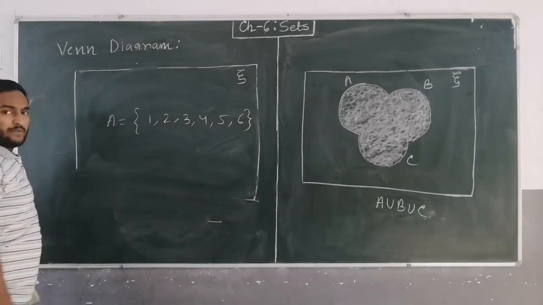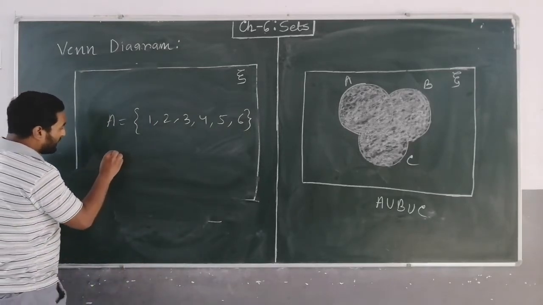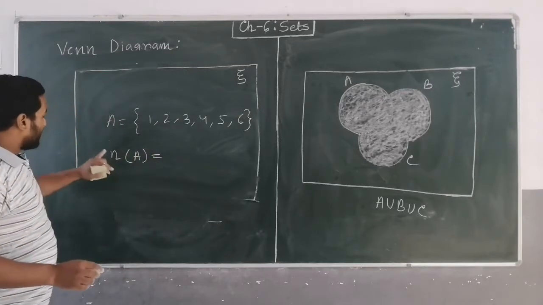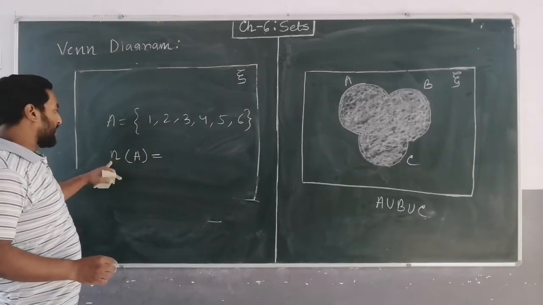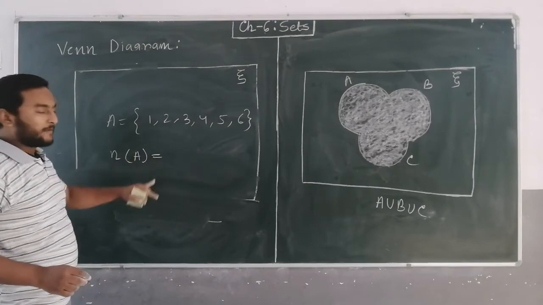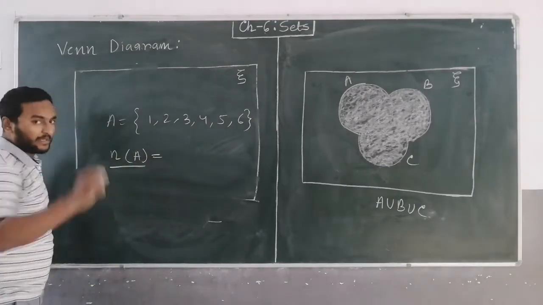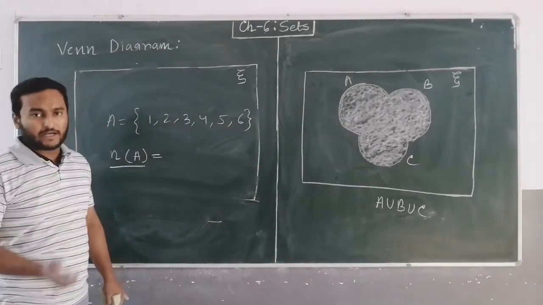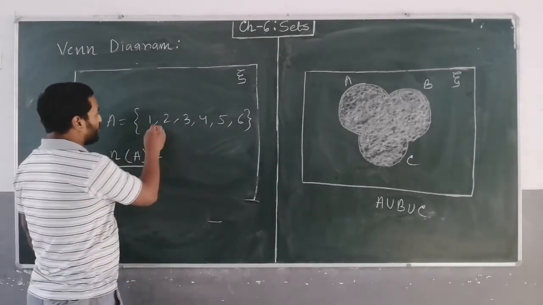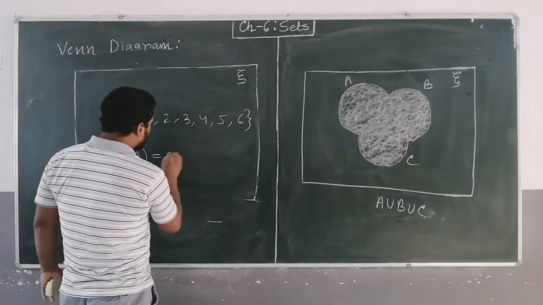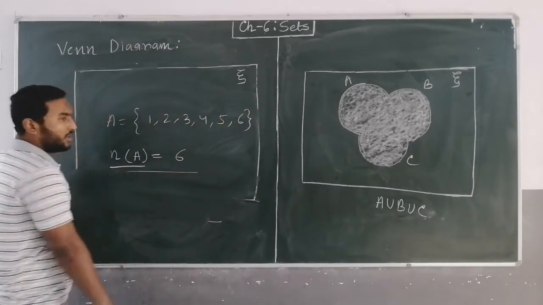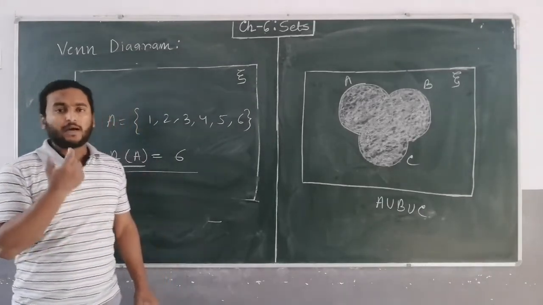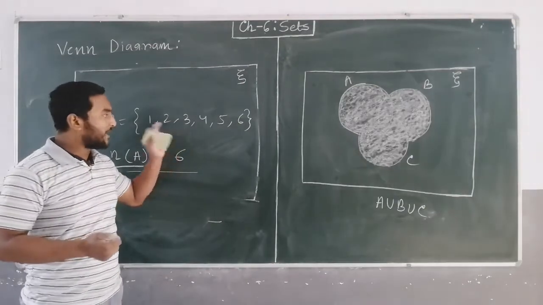And we represent the cardinal number as n of A. n of A means the cardinal number of A, the number of elements present in A. So this is the representation of cardinal number. It means the number of elements, so 1, 2, 3, 4, 5, 6. So the cardinal number of A is equal to 6.